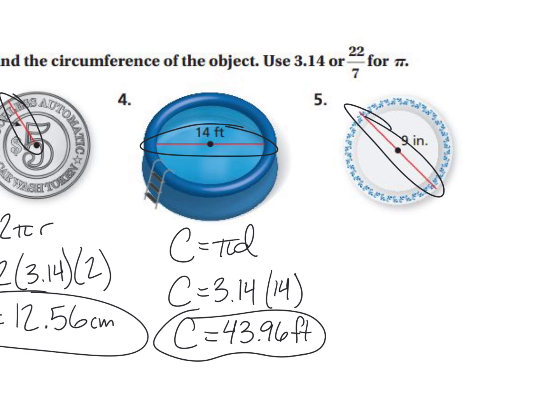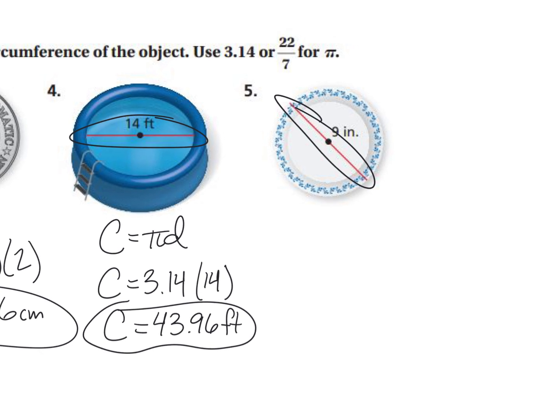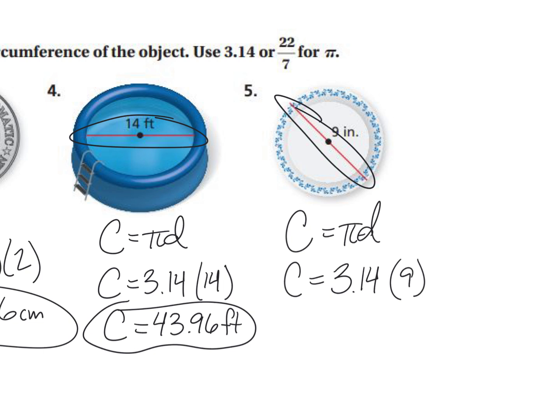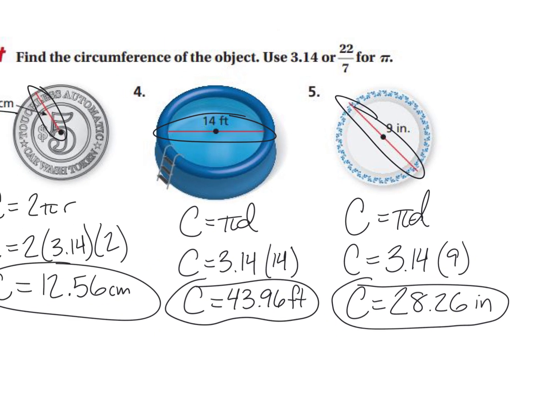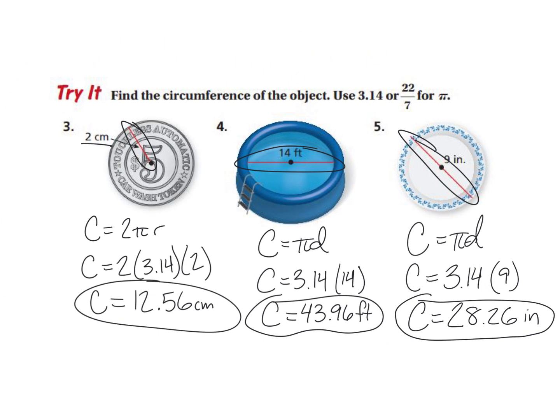Lastly, number 5, I see my paper plate is 9 inches across. Since it's all the way across through the center, that is a diameter. We're going to use circumference equals pi times diameter. We're going to round to 3.14 for pi. My diameter is 9. And when I multiply that together, we're going to get an answer of 28.26. Match my labels. This one is inches. Just like that.